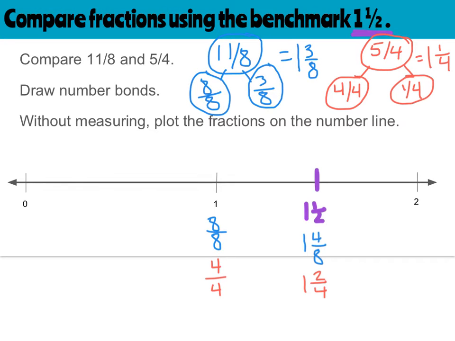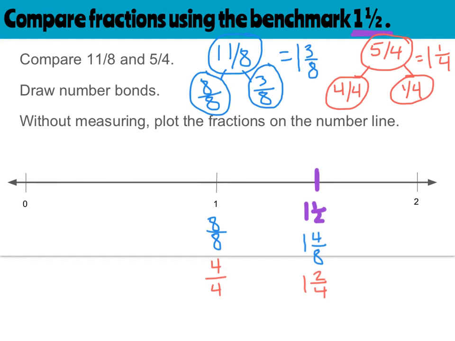Okay, while the video was paused, I went ahead and drew my number bonds. So 11/8 is the same as 8/8 and 3/8. 8/8 is 1 whole, so it's 1 3/8. For 5/4, I broke it up into 4/4 and 1/4. 4/4 we know is 1 whole, so 5/4 is the same as 1 1/4.